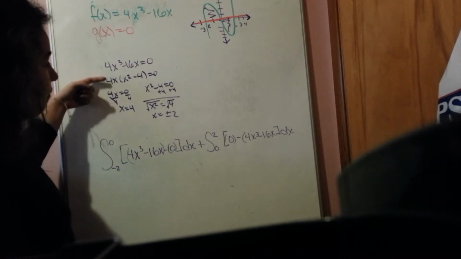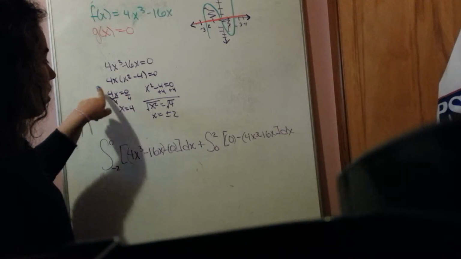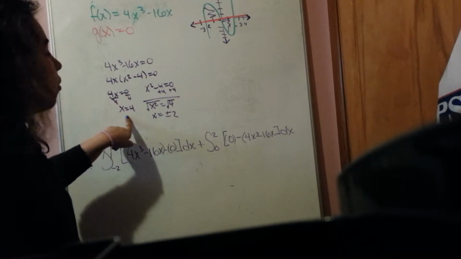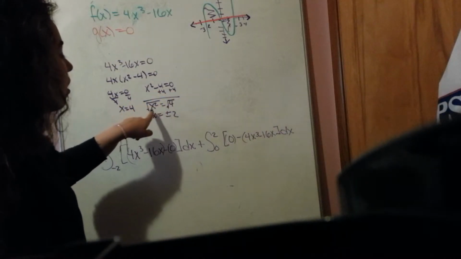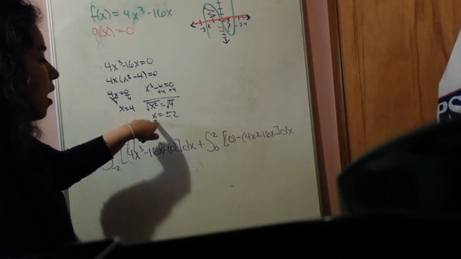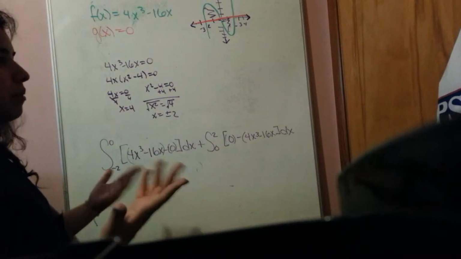As you can see here, I factored it out. We have our two equations here. The first one, 4x equals 0, you solve for x and you get x equals 0. The second one is x squared minus 4 equals 0. You add 4, then solve for x, and you get x equals plus or minus 2.